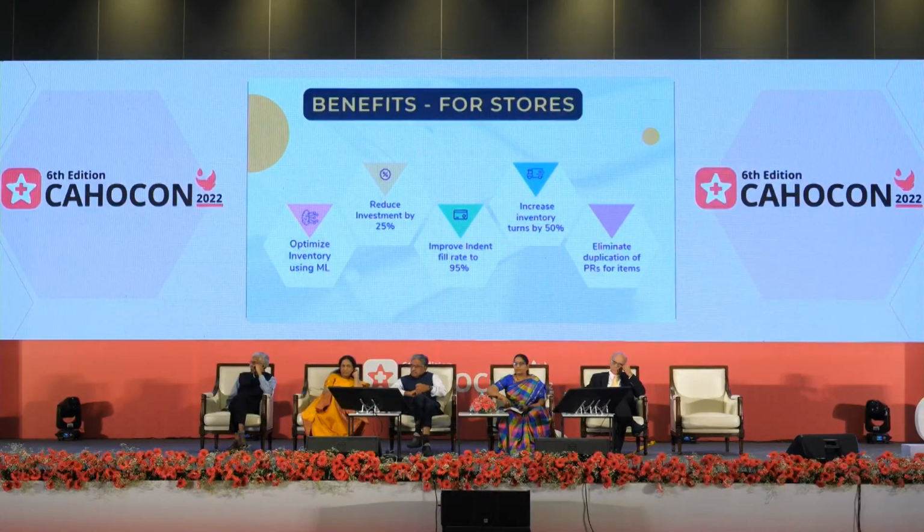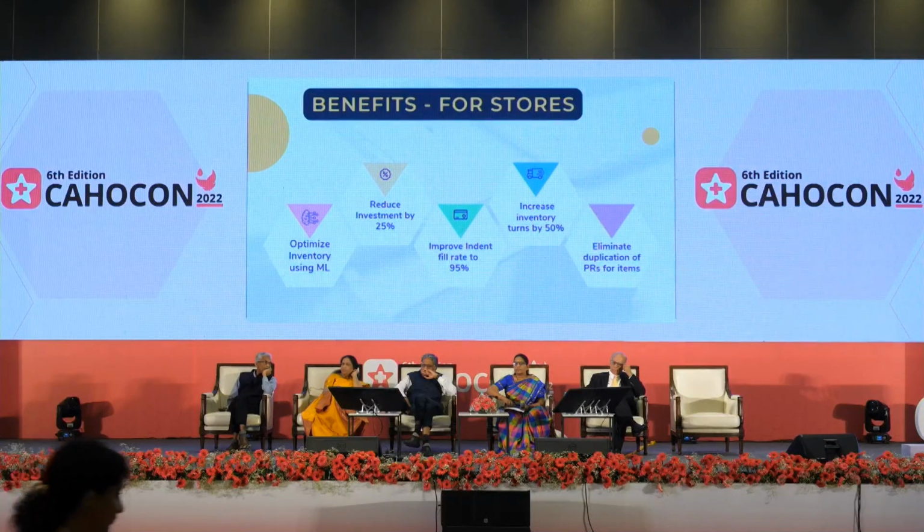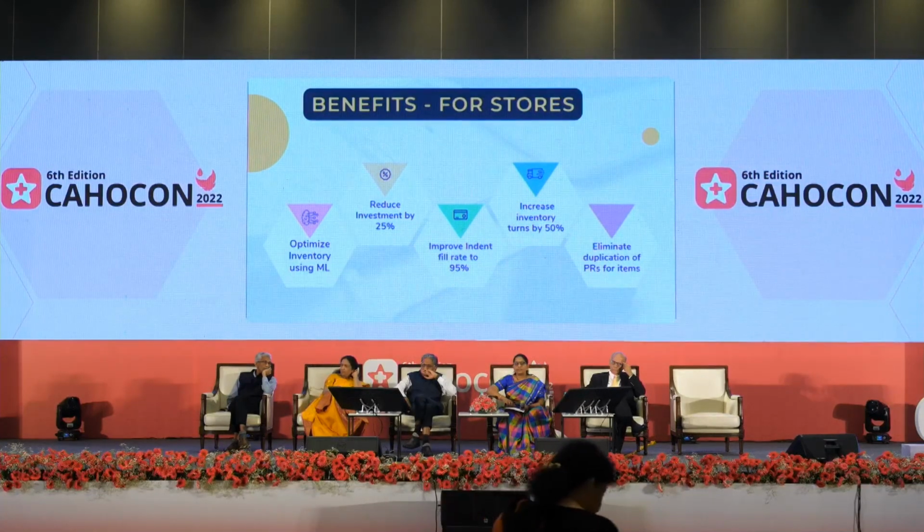And increase your inventory turns by 50%. What do I mean by inventory turns? So how many times are you able to turn your inventory over? If you look at, I think the previous speaker alluded to Amazon. Amazon, in spite of doing 1 billion transactions a day, they are able to turn their inventory over 12 times a year, which means every month, all their inventory gets turned and they're getting new stock. And that is great outcome for the organization.